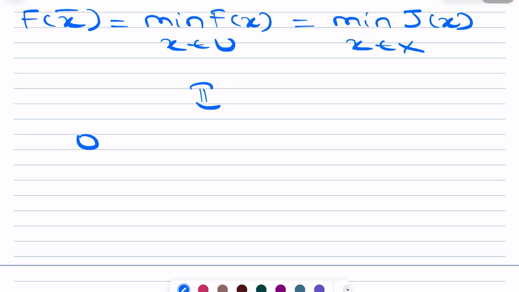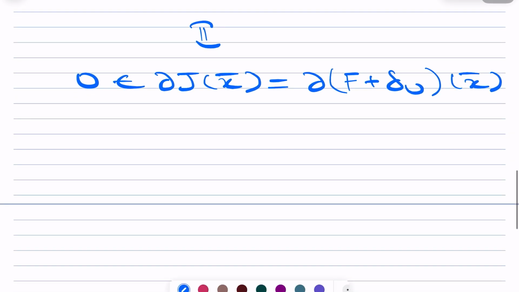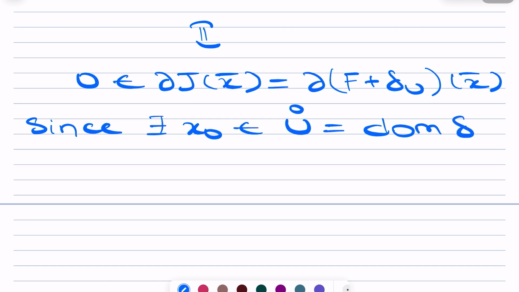This is equivalent to saying that 0 is actually in the convex subdifferential of j at the point x bar, right? But the convex subdifferential of j is the convex subdifferential of f plus delta u at the point x bar. Now remember we had the assumption that there exists x0 in the interior of u, which is again the interior of the domain of delta u.